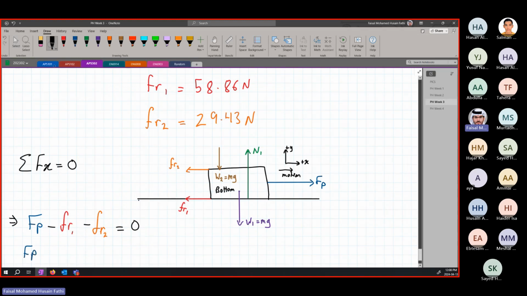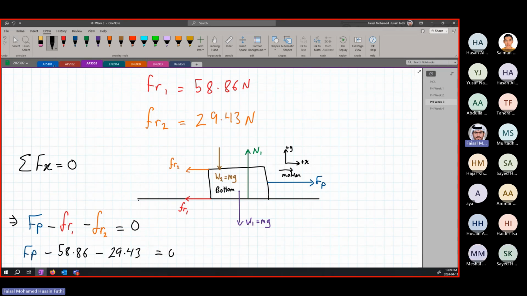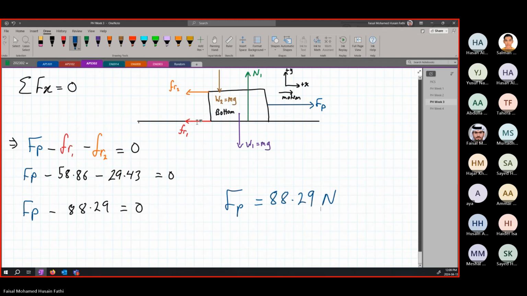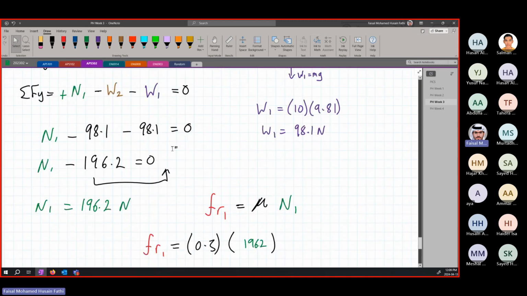Now we can just substitute all the values that we have found for FR. So FP minus FR1, which is 58.86, minus 29.43 is equal to 0. Let me simplify: FP minus 58.86 minus 29.43 is FP minus 88.29, equal to 0. So our FP is going to be equal to 88.29 newtons.